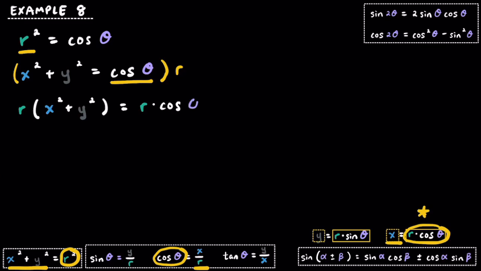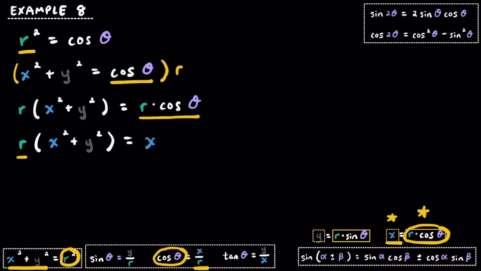And let's see why I chose to do that here. On the right side, we really have this r times cosine of theta. And again, that's just equal to this x value. So the left side is going to stay the same. We'll have r times the quantity of x squared plus y squared. But on the right side, we can swap out the r times cosine of theta and just write x instead.